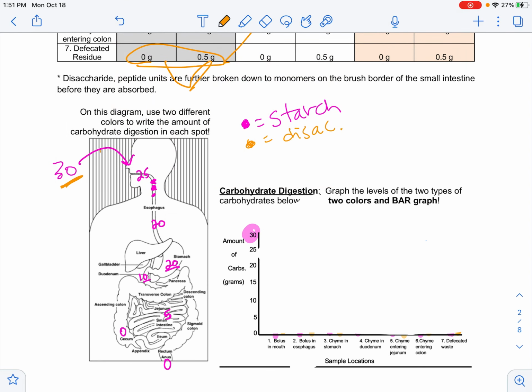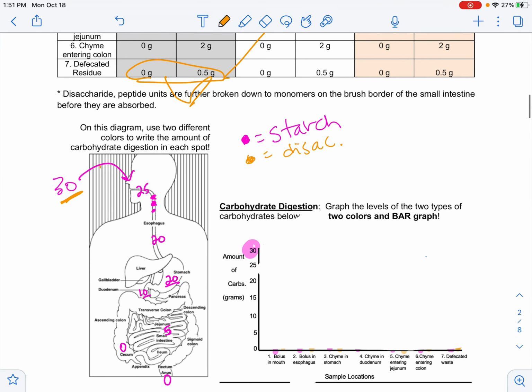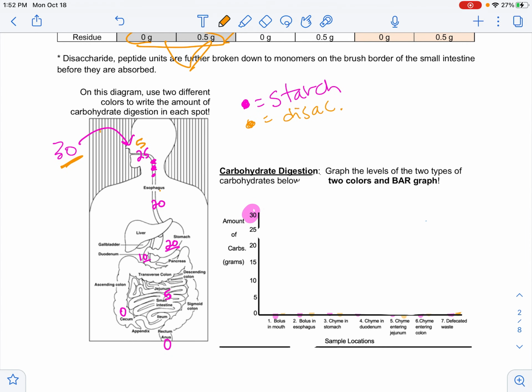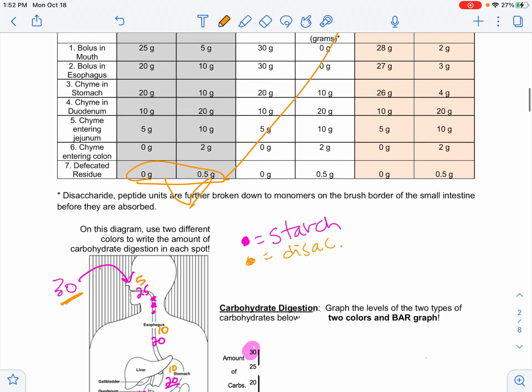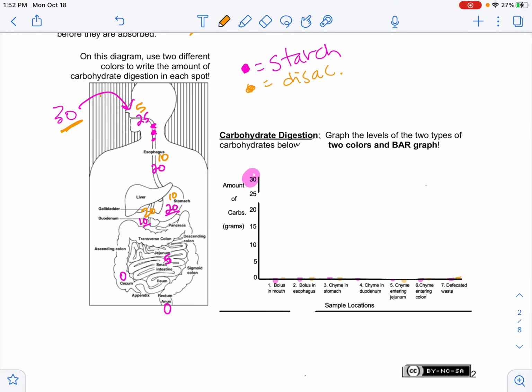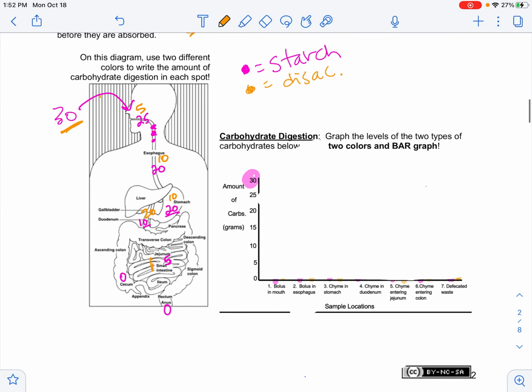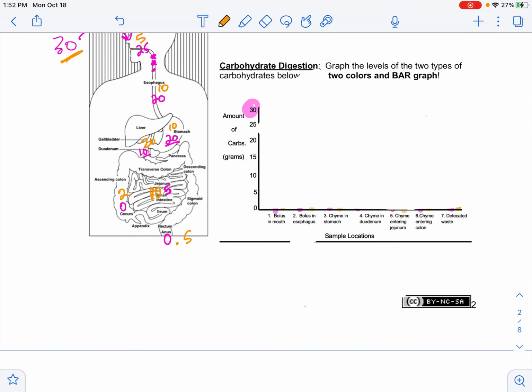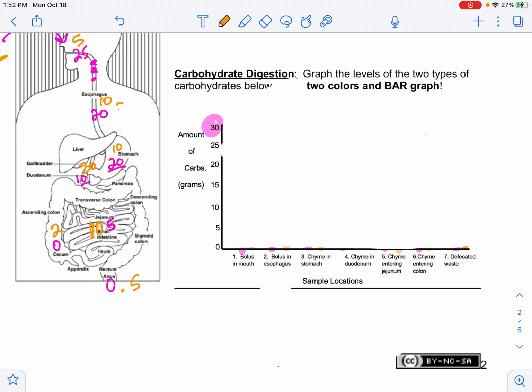So I have my little key right here. Starch is pink, disaccharide is orange. So I'm going to put my disaccharides right here, and where am I getting the numbers from? Right there. So I've got 5 there, I've got 10 here, I've got 10 here, and then I believe I have 20. What? It goes up right there. And then we have 10 here. And then I think we have 2 here and 0.5. I want to say 0.5. I am correct. All right. So that's what happens. So now if it equals 30, like it does here, that means we have no absorption. It equals 30 here. That means no absorption. It equals 30 here in the duodenum. No absorption. Oh, wait a minute. That's the spot.